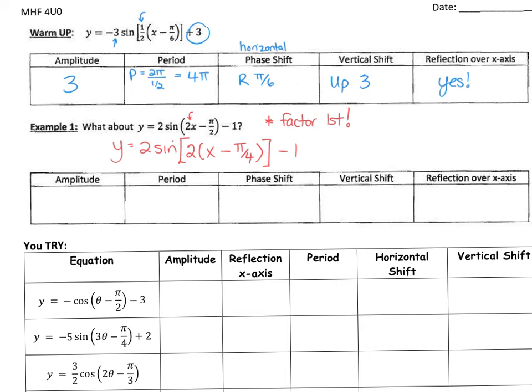Okay, amplitude is 2. There is no reflection over the x-axis. Okay, period is 2 pi divided by k, which is 2. So the period is pi. Phase shift is right pi over 4. And the vertical shift is down 1.